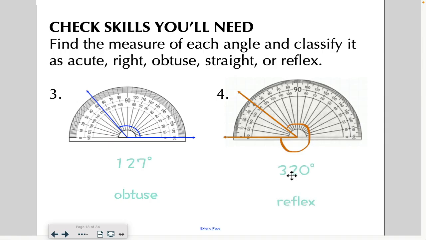Good. Now, first of all, let's talk about why it's 320. It's not this angle. What I actually did was measure that angle at 40, and then I subtracted from 360. Because this little arrow shows that. If you haven't heard what a reflex angle is, process of elimination says, well, it's not acute, it's not obtuse, and it's not right. But it does have a limit.